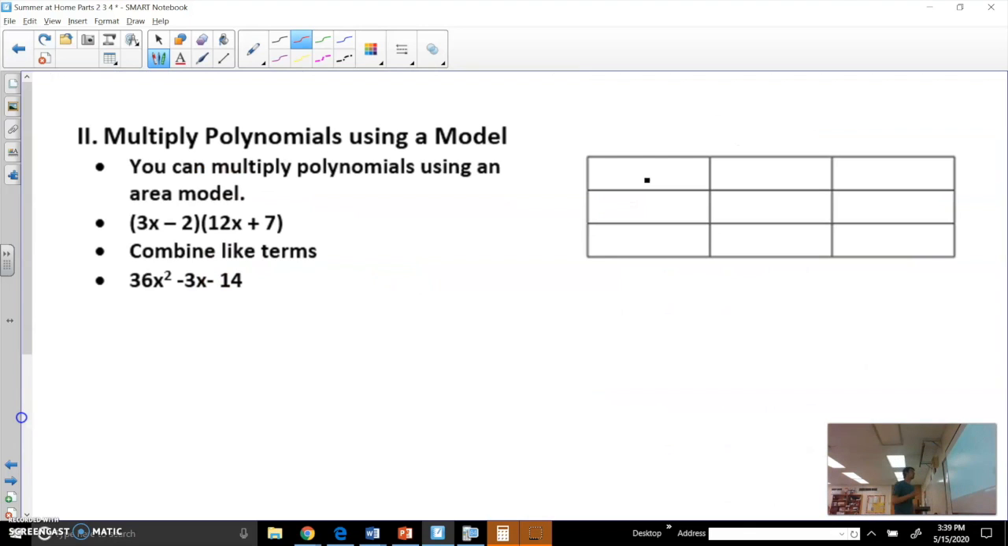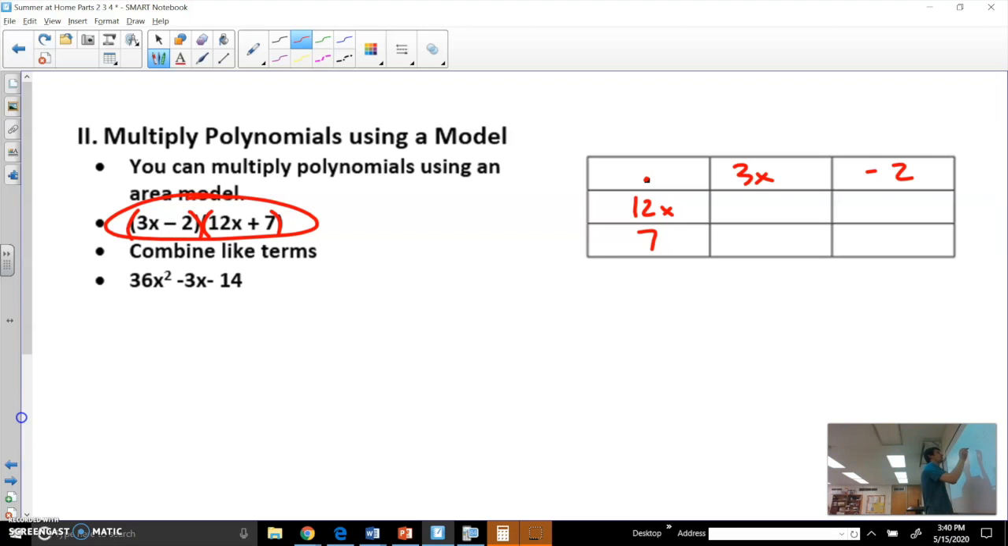So we're going to step away from context for a minute and just kind of talk about general ways to multiply polynomials outside of a story or a word problem. So let's say you wanted to multiply 3x minus 2 times 12x plus 7. I'm going to show you a little box method that a lot of teachers show. We've got 3x minus 2, and we also have 12x and positive 7 here. And this little dot represents our multiplication concept.